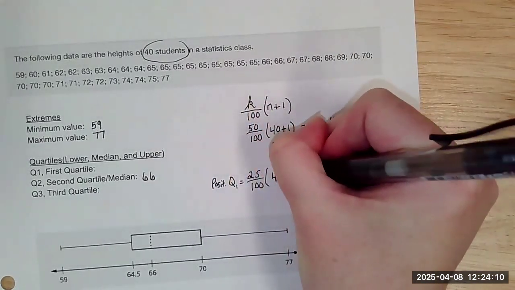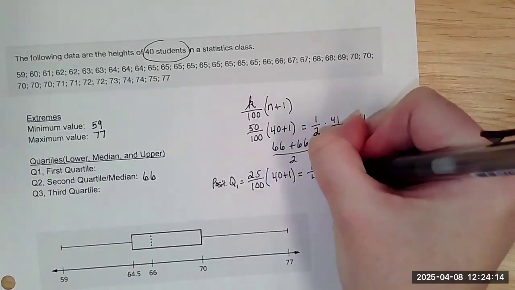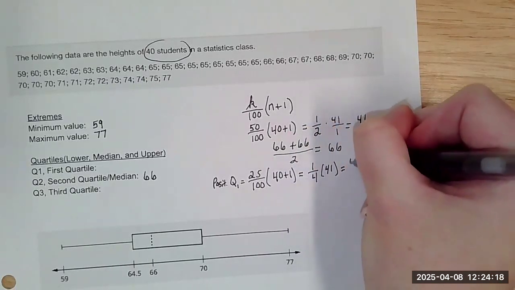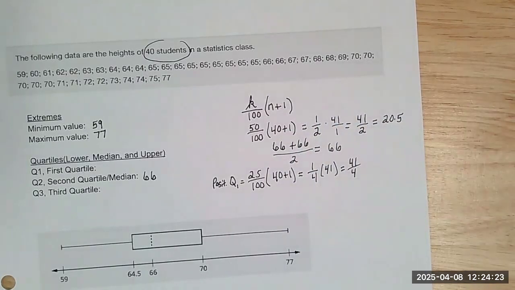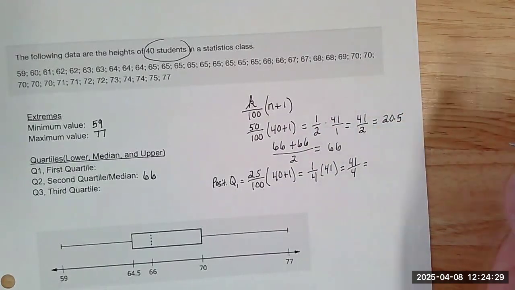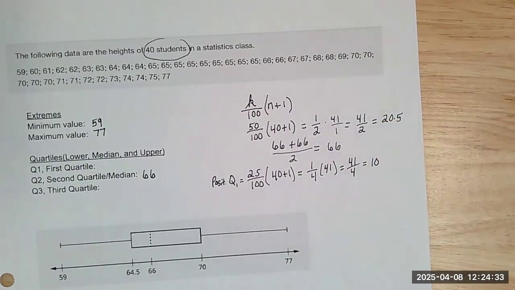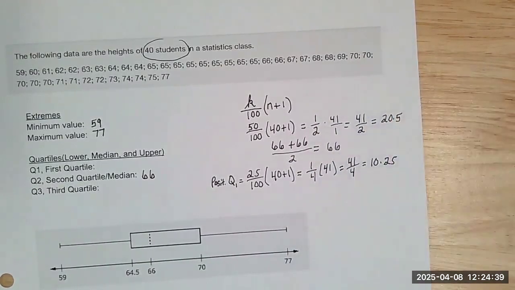It's still going to be 40 plus 1. So 25 over 100 is 1/4 times 41. That's asking us what's 41 divided by 4. This one's a little bit harder. If it was just 40 divided by 4, you'd say what? 10. And then 1 divided by 4 is 1/4, so that's 0.25. So 10.25 is the number we're going to get.